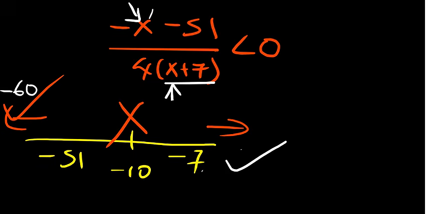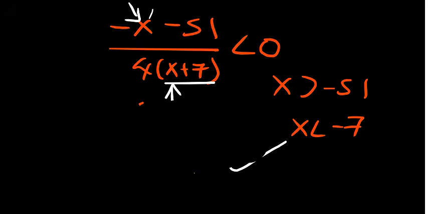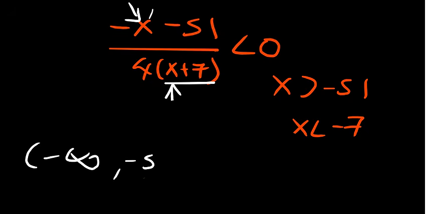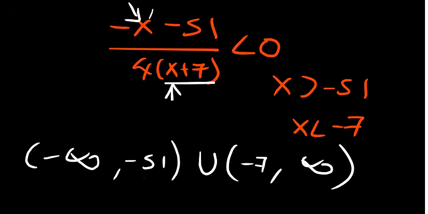So it's the values of x that are less than -51 and the ones that are greater than -7. So in terms of set interval notation, how do you represent that solution set? You can say that it's from negative infinity up to -51, together with from -7 up to positive infinity. These are the possible solutions to that condition or that inequality.